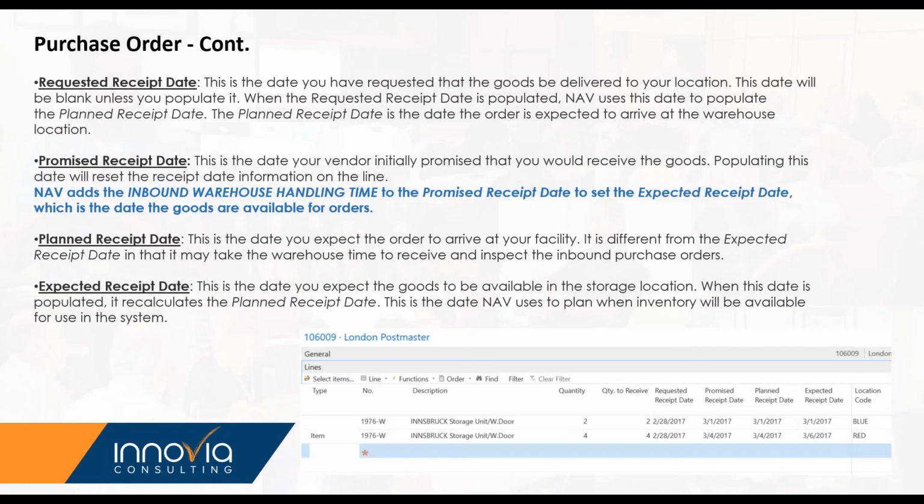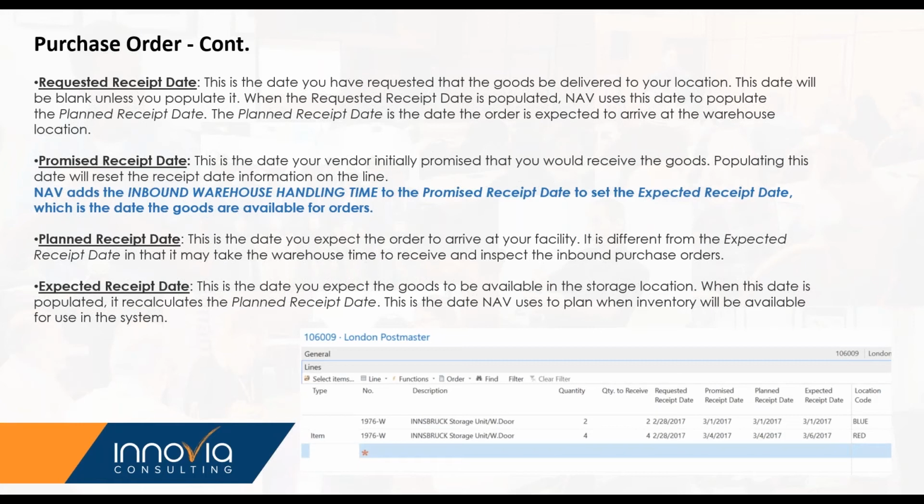So we're going to look a little deeper a little bit later, and we're going to see how that actually plays into effect. The expected date. This is the date we truly expect it to be available in our storage facility. So as you see, this is calculated using a planned receipt date. And we will look a little harder at this.